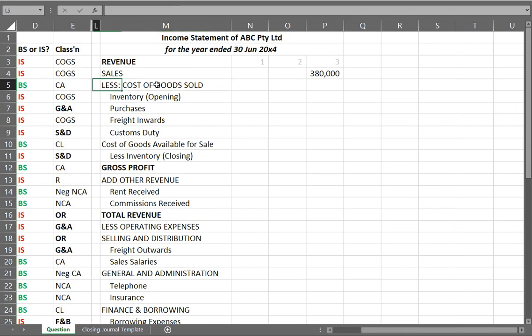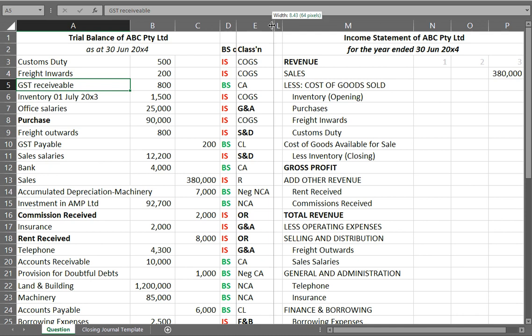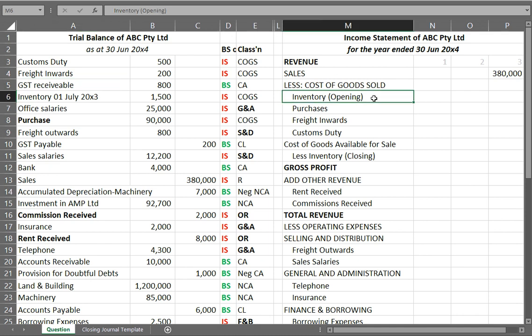Okay, that would be a bit better. All right, now we need to calculate cost of goods sold. In order to do this for the periodic system, we'll have to do a little bit of a calculation.